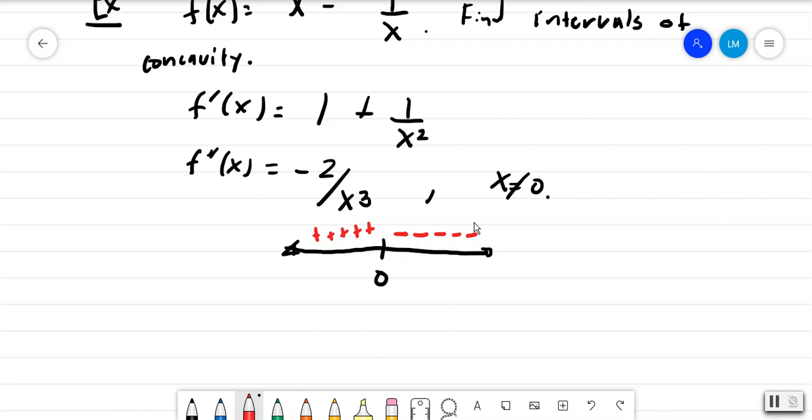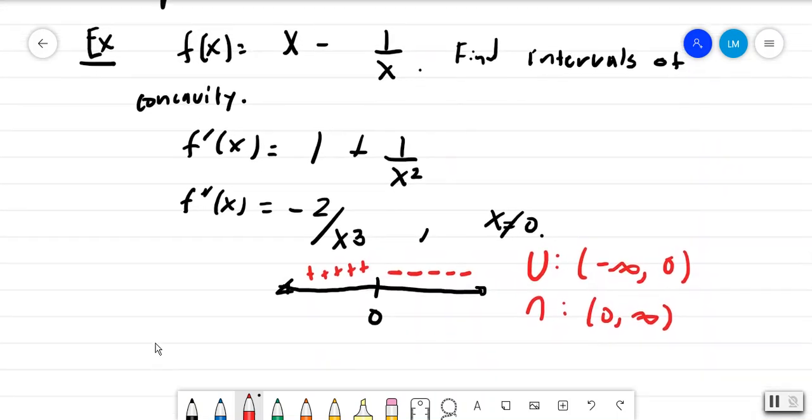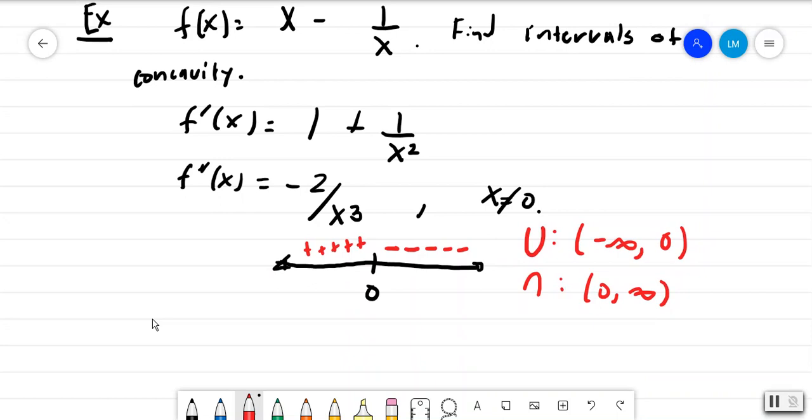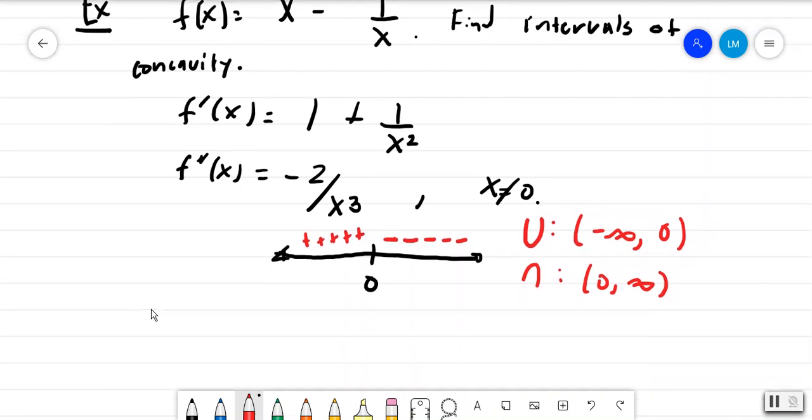Okay, now what this is basically saying is that this is concave up from minus infinity to 0, and then it's concave down from 0 to infinity. Okay, now if we wanted to find where this function was equal to, let's say, 0, we can, and then also we can find its graph.